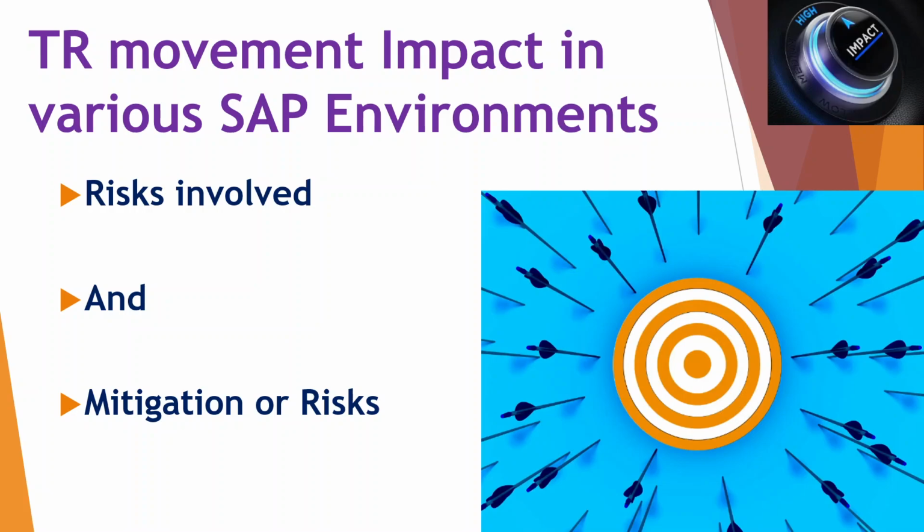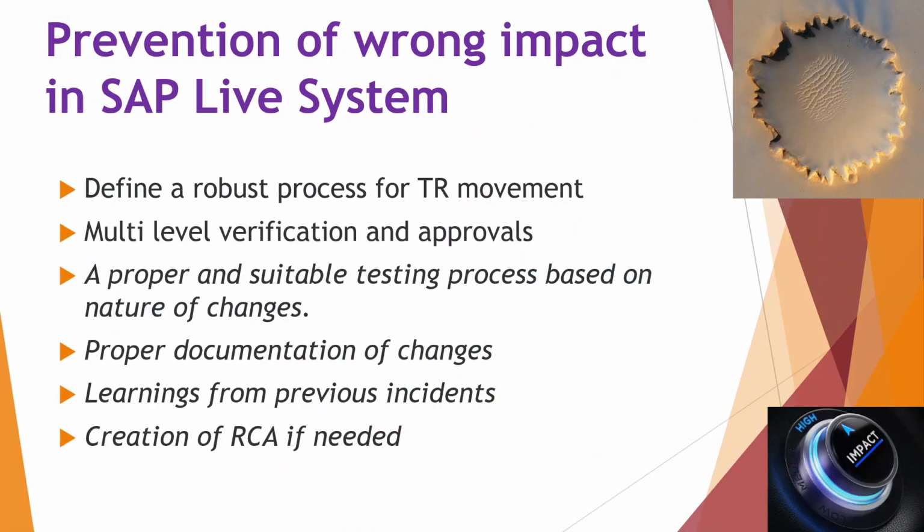I hope this point is also clear to you. So this is the mitigation of risk. This is why this is very important. Now, what one can do to prevent such kind of incidents happening with more specific reference to the SAP production system or SAP live system.